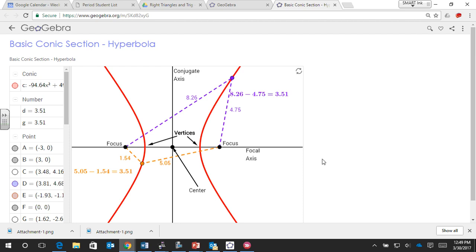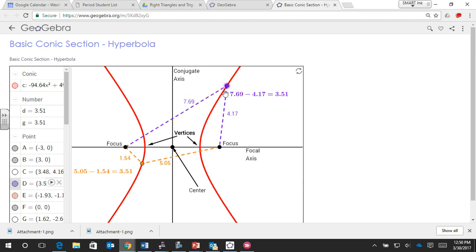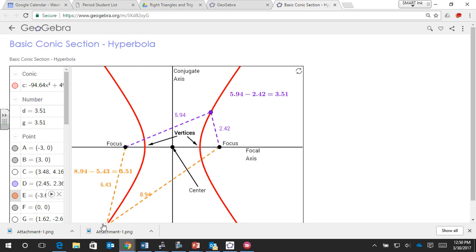Okay? And watch what happens as I choose any point along this hyperbola. Notice how the difference between the two lengths is always 3.51. It doesn't matter where I go. And so that's kind of the gist of it. And then this was also going to be 3.51. It doesn't matter where I go on this one. Okay. All right, so let's see how this works.